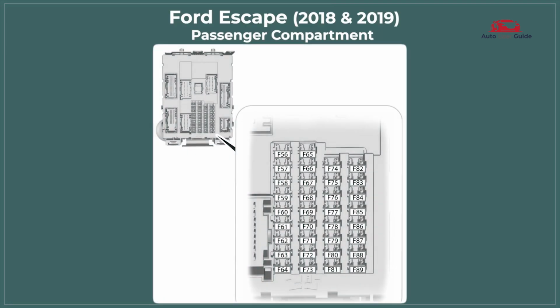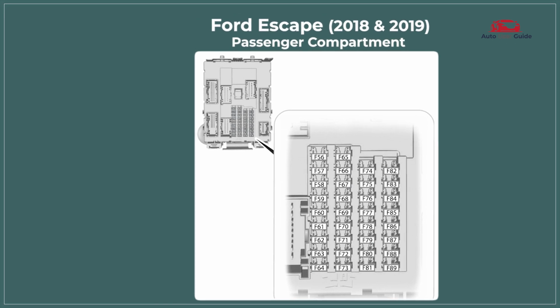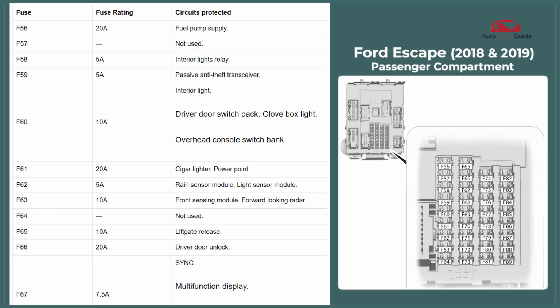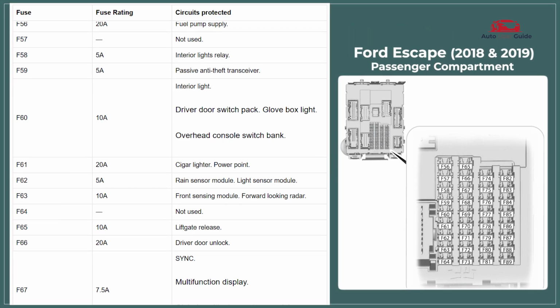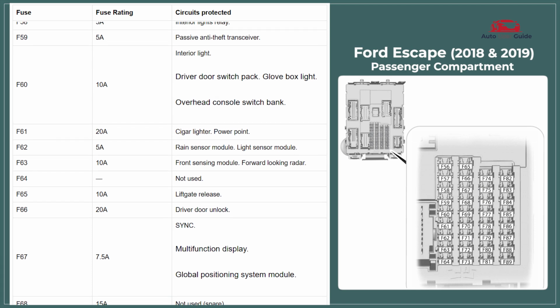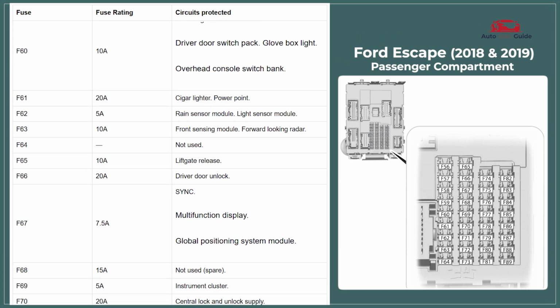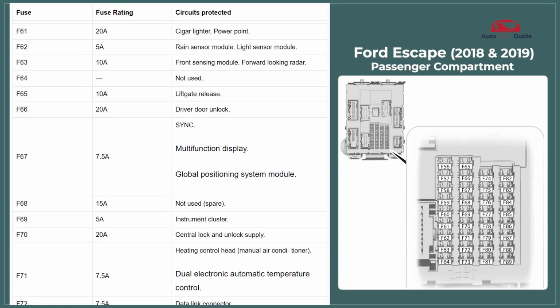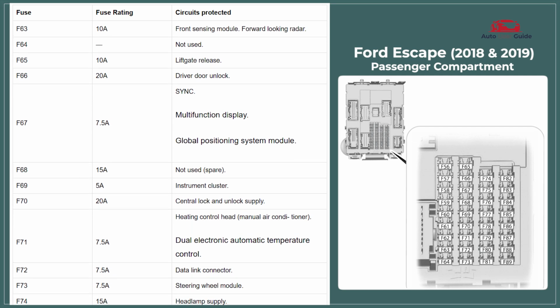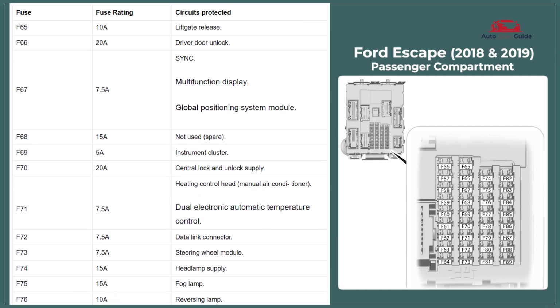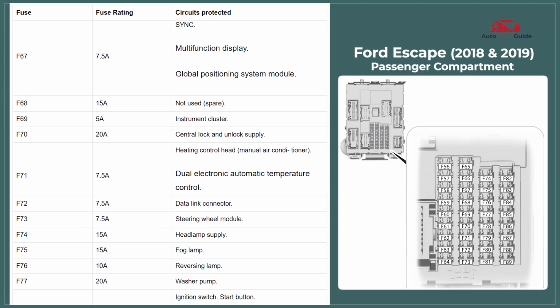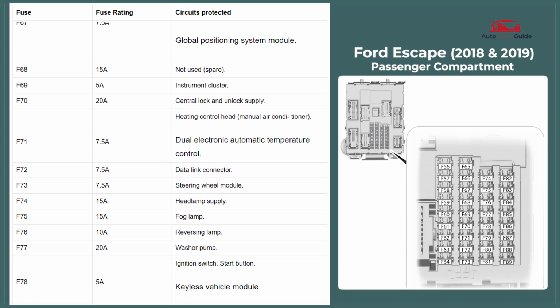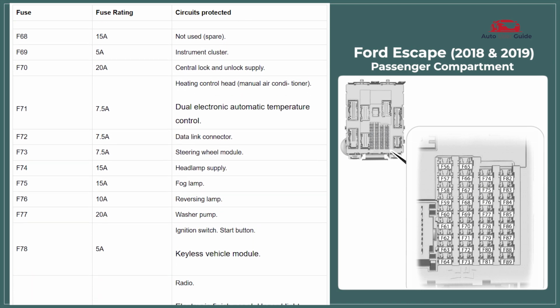The passenger compartment fuse box in the 2018 and 2019 Ford Escape manages essential interior electrical systems, including the fuel pump, interior lighting, and central locking. It also supports advanced features like the SYNC infotainment system, GPS module, and keyless entry. The fuse layout is clearly labeled, facilitating straightforward identification and replacement of fuses.